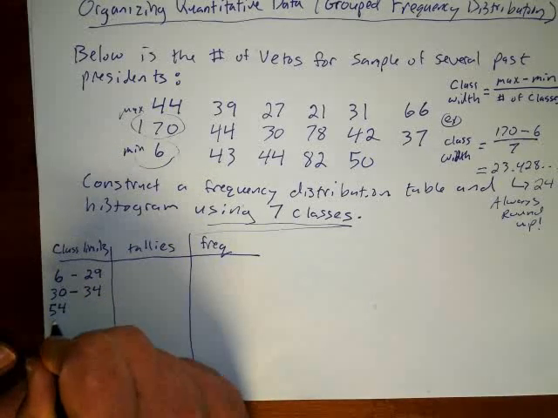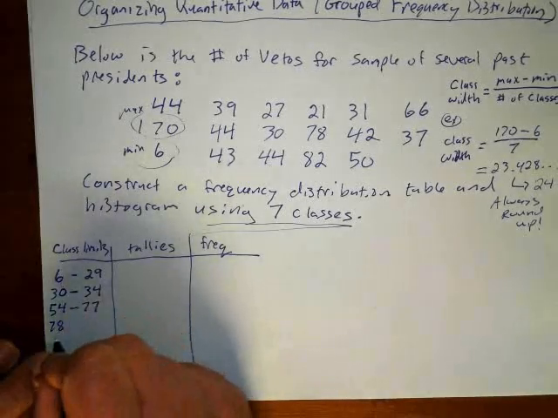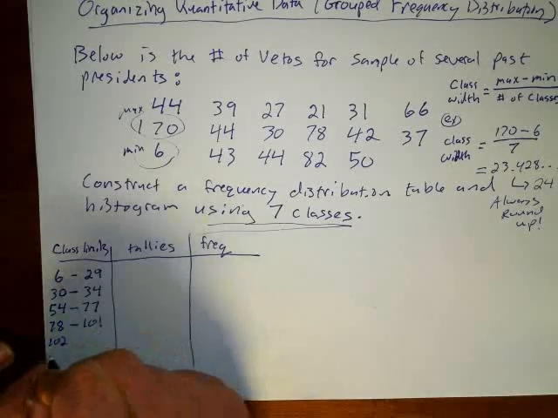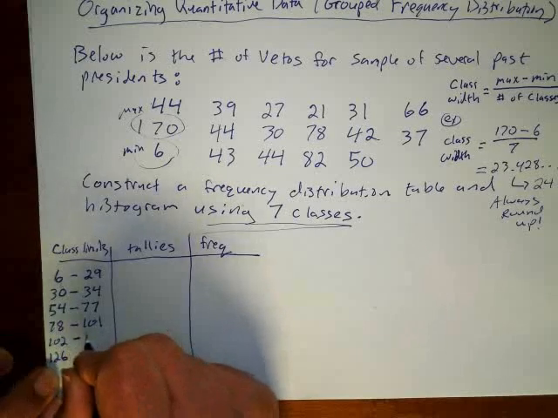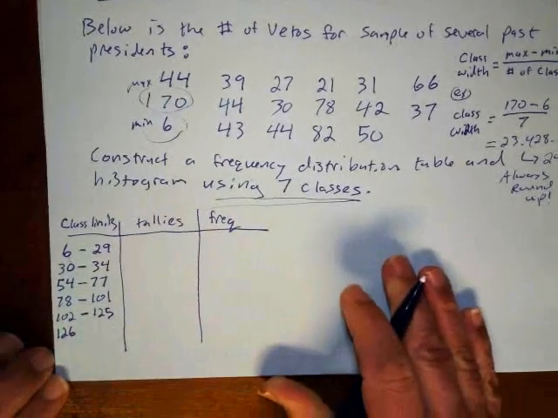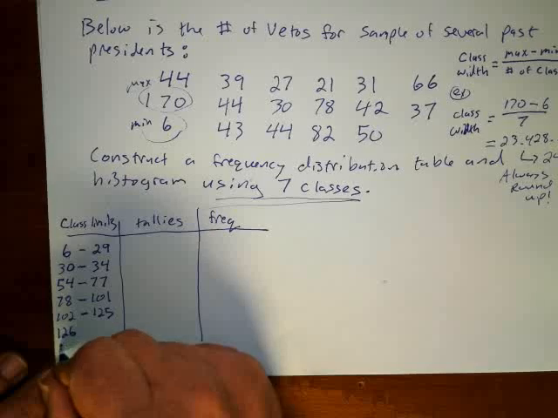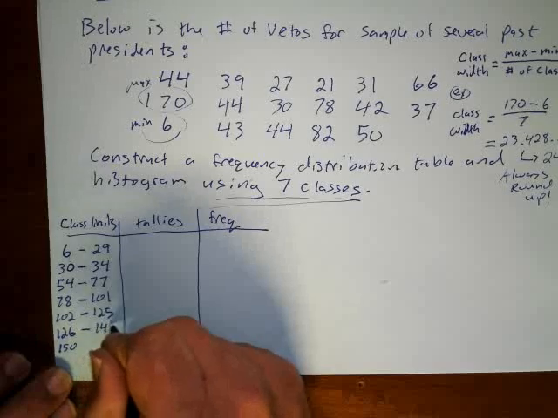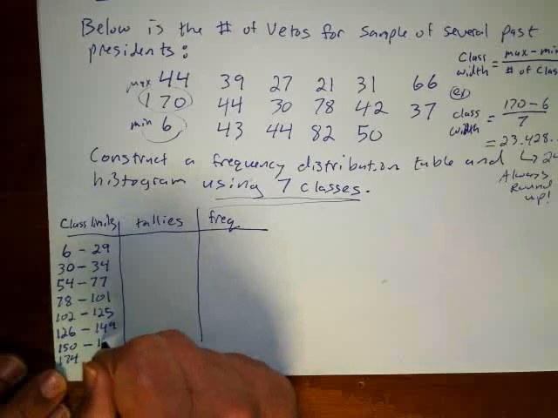Then I add 24 to this to get the next lower limit, and then I subtract 1. Then I add 24 to this, and that's going to give me 102, and then I subtract 1 to get 101. Add 24, 126, and then subtract 1. That would be 125. And then I'm going to add 24 to this, and that would give me 150, and then I would subtract 1. I'm going to add 24 to this, get 174, and then I subtract 1.